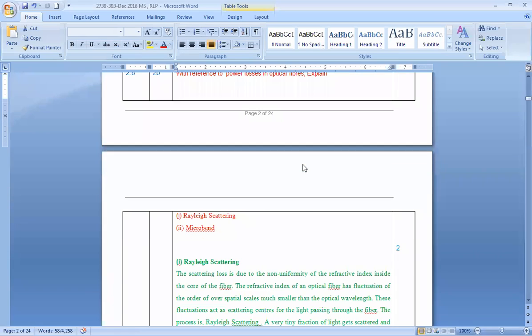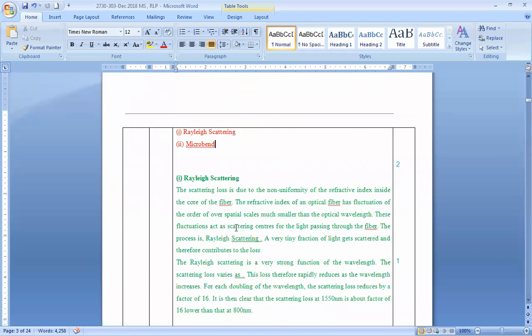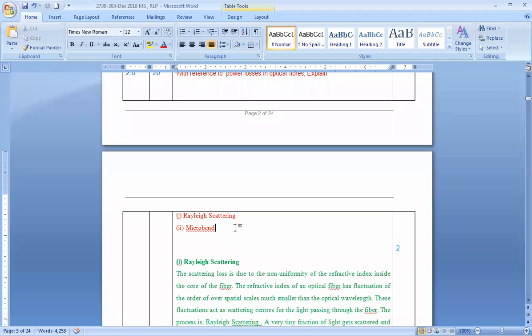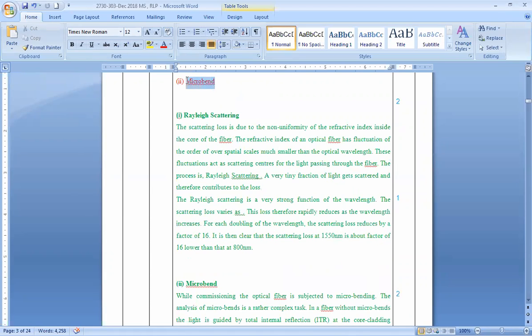So there are two types of losses. I'll just quickly get into it. There are two kinds of losses that can be seen here with respect to optical fibers. Number one is Rayleigh scattering, and number two is the micro bend. As I mentioned previously, these micro bends can happen in optical fibers, and because we are dealing with light passing through the optical fiber, due to some bends there can be loss of data.